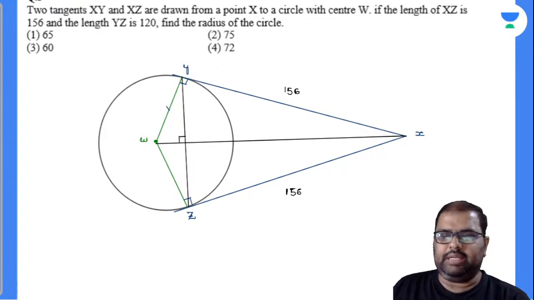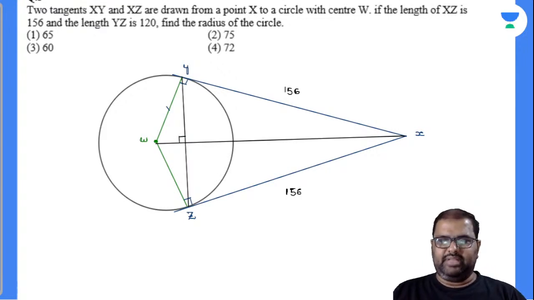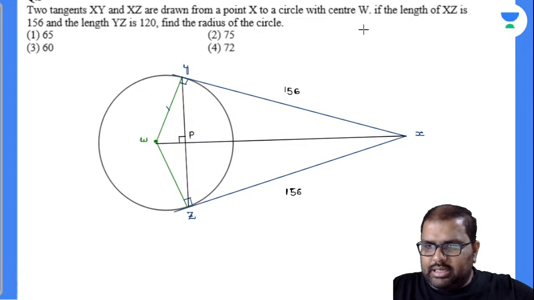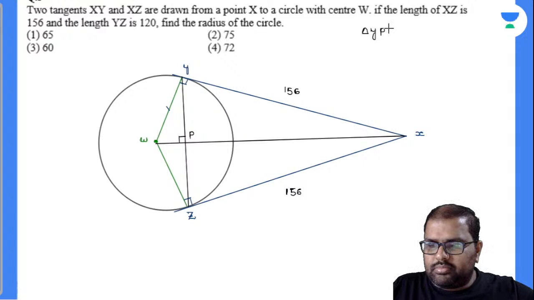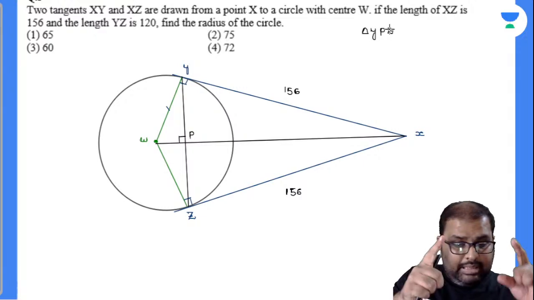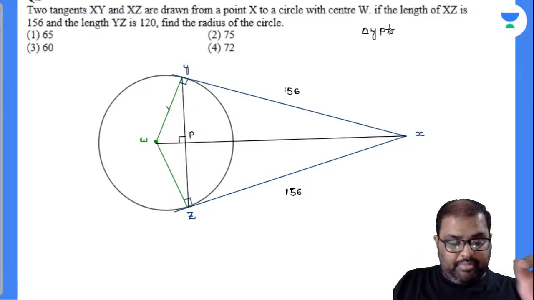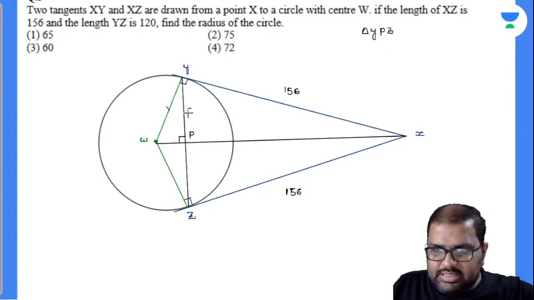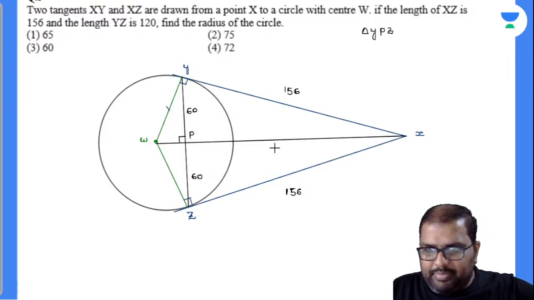And again, what are the other points there? Find the radius of the circle. WY is the question asked. Now see here, I will take down the point WXYZ. Now I will take this point as P. Now closely observe triangle YPZ. When you drop a perpendicular from the center of the circle onto the chord, this chord will be divided into two equal halves. Now this is 60 and this is 60, and these are the perpendicular sides.